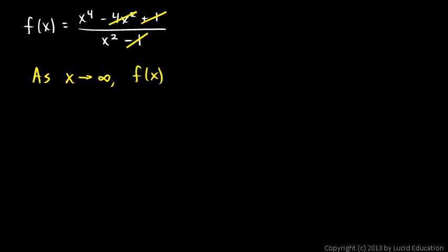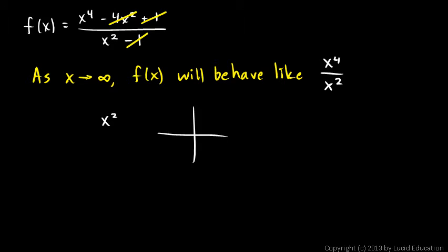and this function will behave like what you see remaining here after those other terms have been ignored. It will behave like x to the fourth over x squared. And that's really easy. X to the fourth over x squared simplifies to x squared. And we know what x squared looks like. We know that's a parabola opening up.